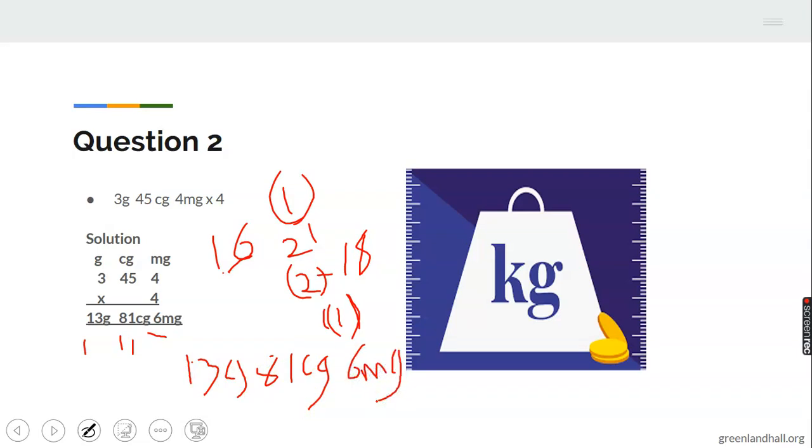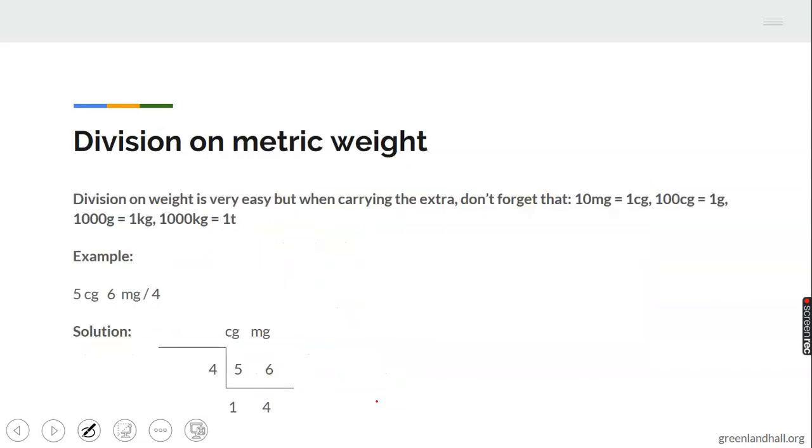Are we good to go? Do you understand to this level? Are you sure? Any question? Okay. Let's go to the next slide, which is division of metric weights. We are done with multiplication, and now we are going to division very quickly.